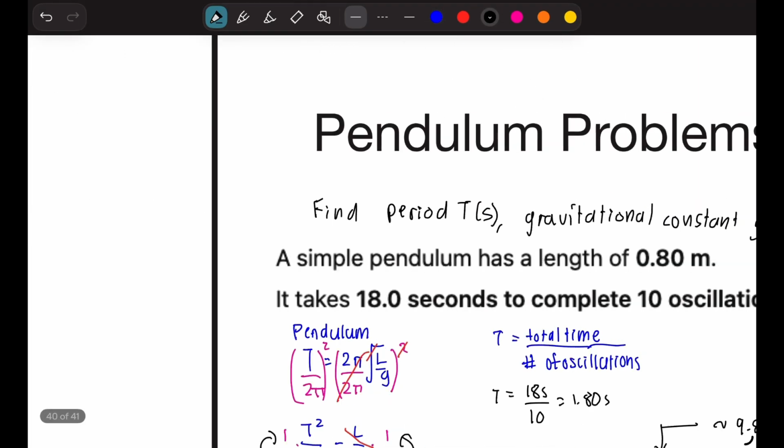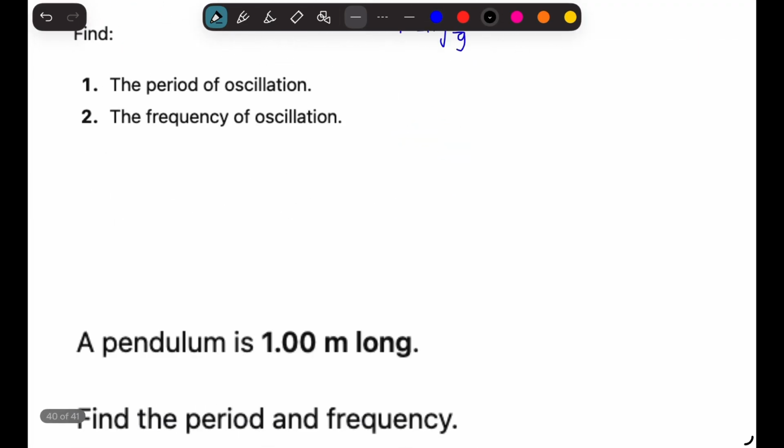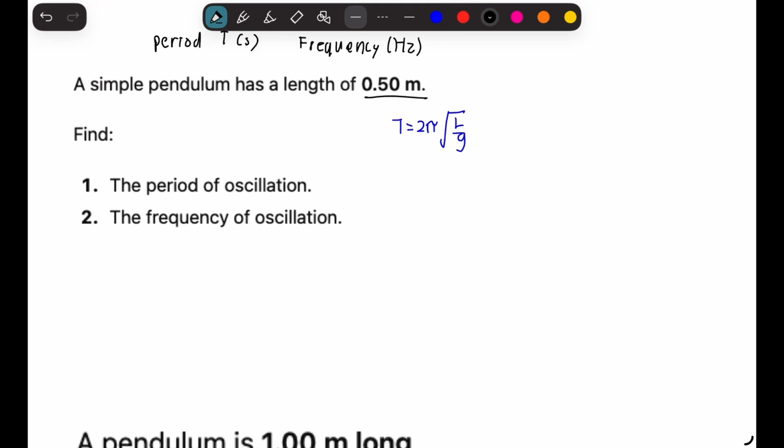If you plug in here, for this question, we had a simple pendulum with a length of 0.50 and we want the period and the frequency. So how do we get that? We know that L is 0.50 and we're going to use the gravitational constant 9.80, and this is going to equal 1.42 seconds. Now for the frequency, that's 1 over T, the reciprocal of the period we just found. So that's 1 over 1.42, which equals 0.704 hertz.